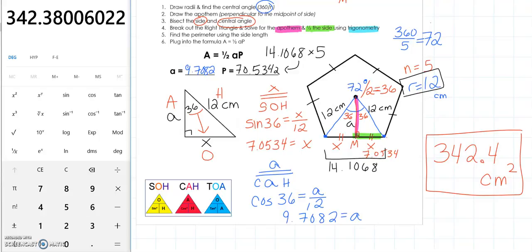And on the EOC, you do not want to round at any of the steps in between. So my perimeter should not be written as 70.5. You want to go the full 4 decimals. Your apothem should not be written as 9.7. You want to go the full 4 decimals.